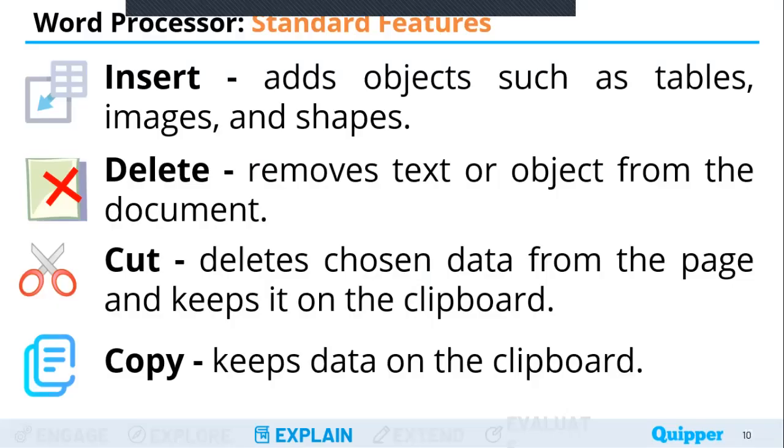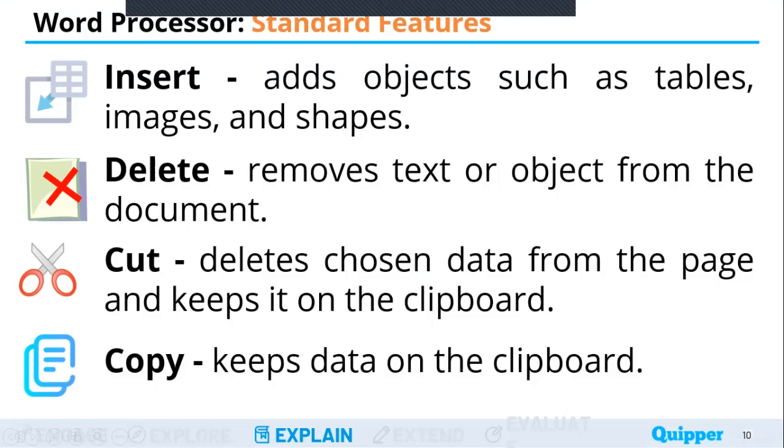So when you see in the word processor this symbol, we have insert. It adds objects such as tables, images, and shapes. If you want to insert a table, image, or shape, click this symbol in Microsoft Word, then insert it. Then this symbol, X, is delete. It removes text or object from the document. Then this one, the scissors symbol, is cut. It deletes data from the page and keeps it on the clipboard.